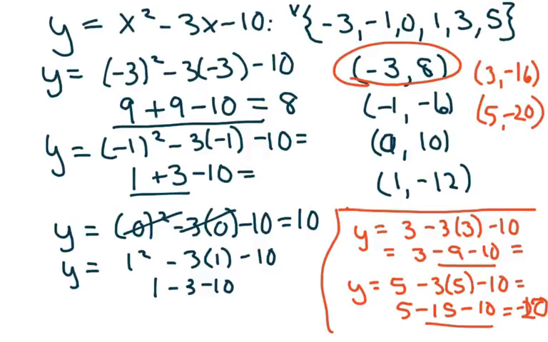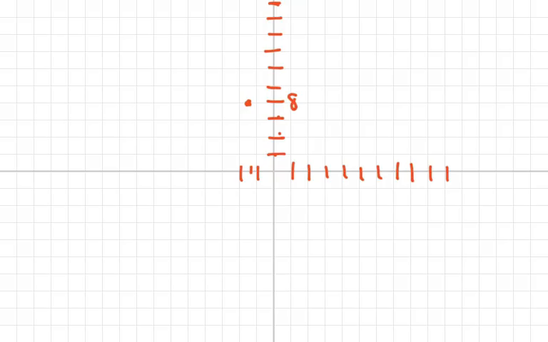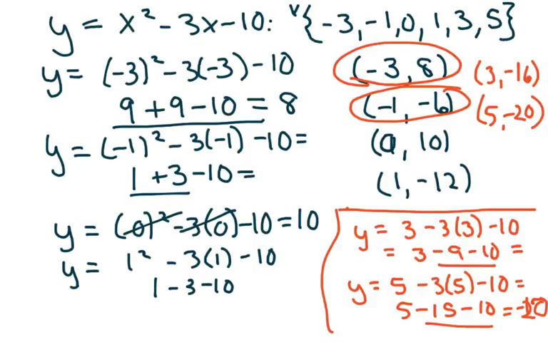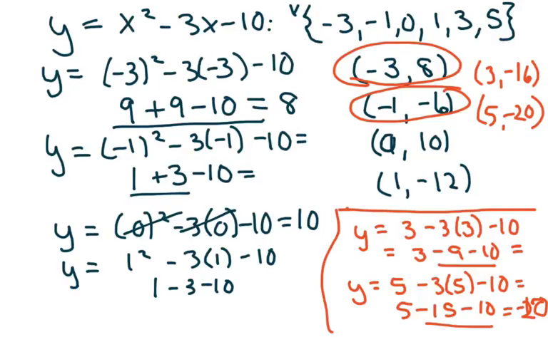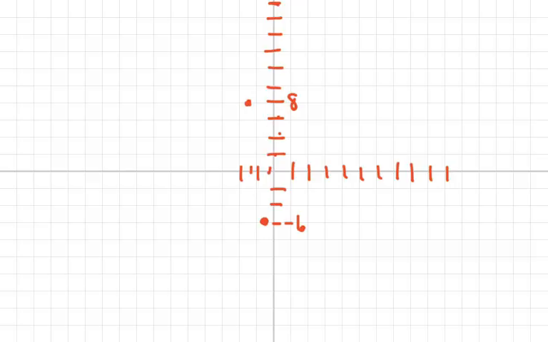The next one is -1, -6. -1 is here because we're going by 2s. So -1, -6. So this would be 2, 4, 6. -6 is here. So it's about there. And the next one is 0, 10. That's easy. 0, 10 would be right there because we're going by 2s.